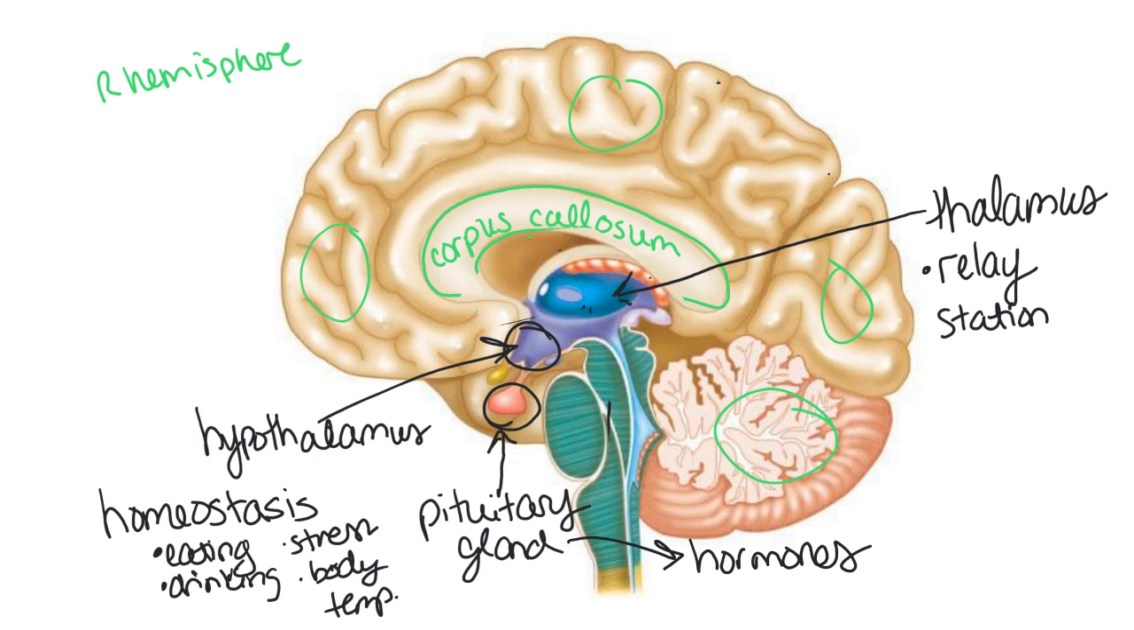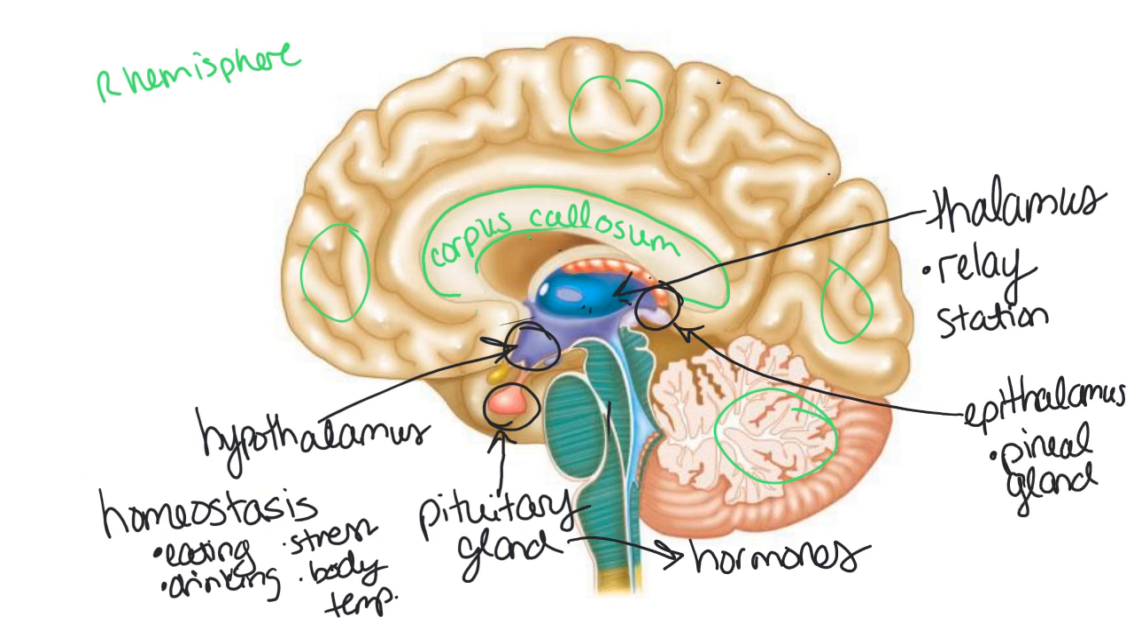Okay, our next thing here is the epithalamus. And the epithalamus is this kind of back area here. Okay, and so the epithalamus will contain the pineal gland. Okay, and the pineal gland is going to help regulate our sleep-wake cycles. And that's going to be located at the back here behind the thalamus.